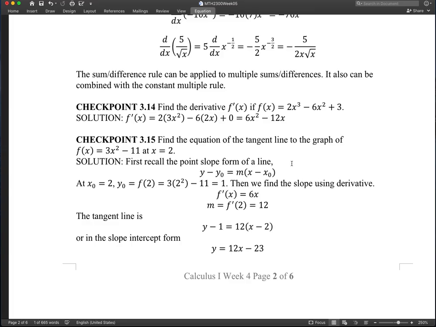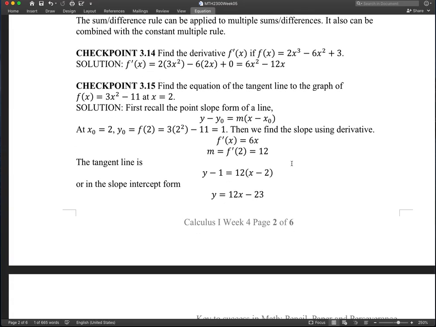Also, let's do one more example before we take a break. Checkpoint 3.15, the one from the textbook. This is kind of an old kind of question. Remember, we said that the derivative is the instantaneous rate of change, which is the slope of the tangent. So this time, we need to find the equation of the tangent line to the graph of a function at x equals 2.